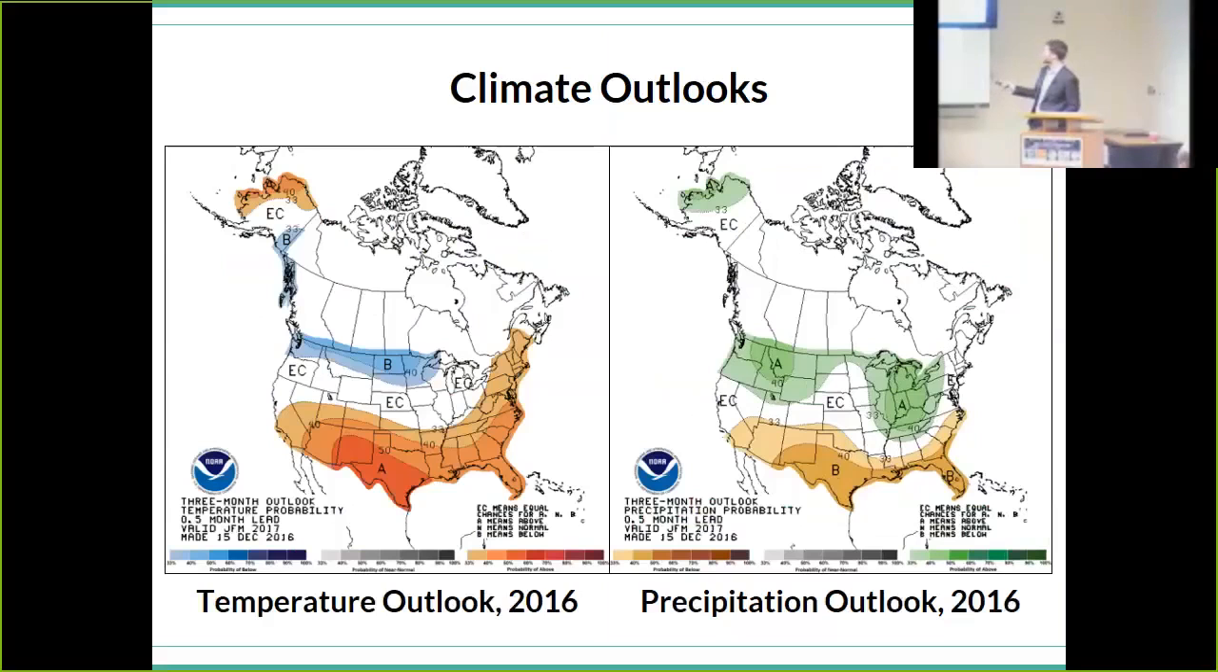An interesting feature of these are these white swaths of space here that are labeled EC, and that stands for equal chances. And what that means is that the model is essentially no better than a coin flip for telling you what's going to happen. So probabilistically, this is complicated information, I think, even for most scientists. And it adds an additional layer of scientific interest in terms of how you try to communicate this effectively in a visual way.